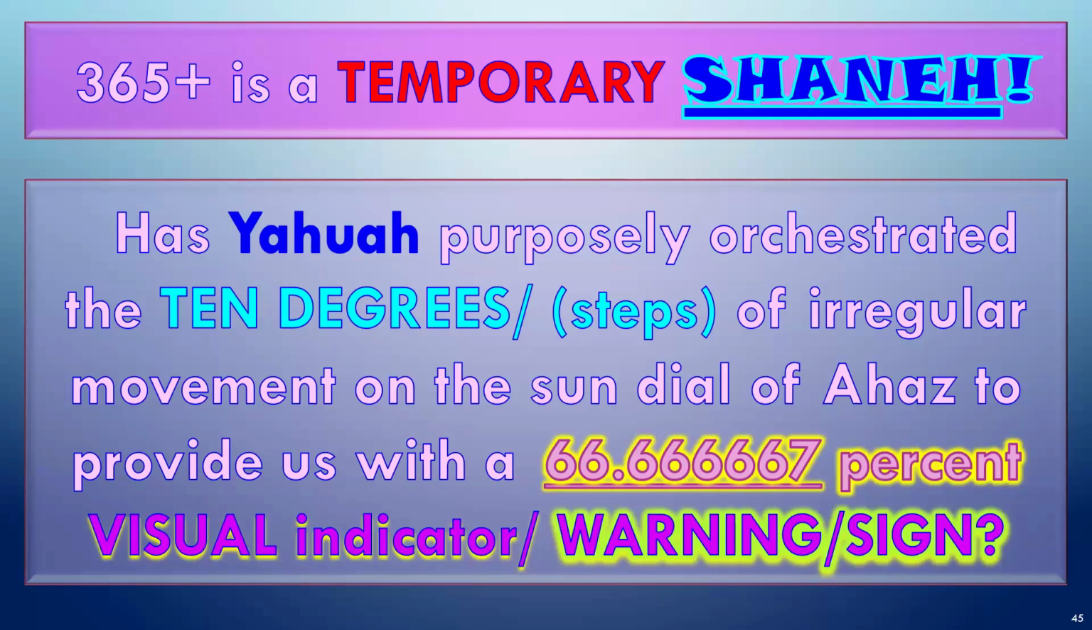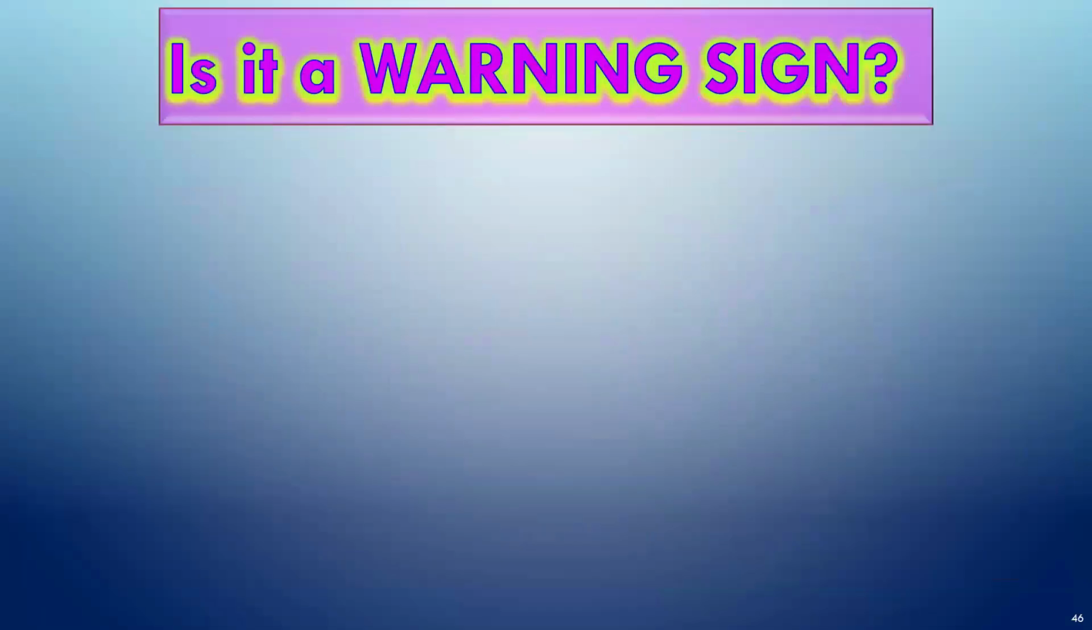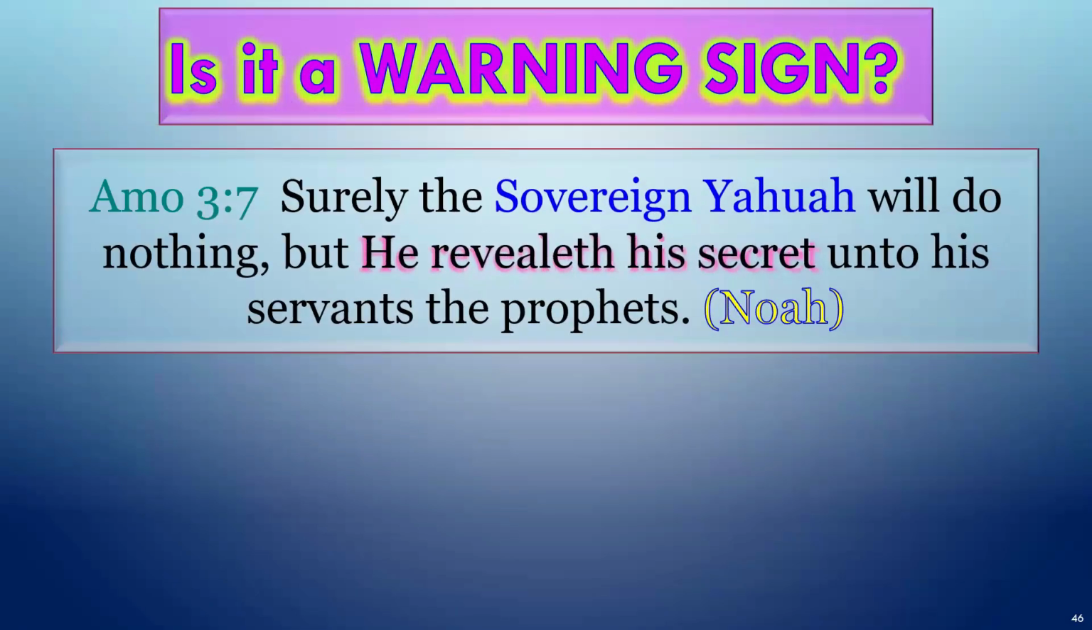Has Yahuwah purposely orchestrated the 10 degrees or steps of irregular movement on the sundial of Ahaz to provide us with a 66.666667% visual indicator warning sign? What about Genesis 1, verse 14, speaking of the lights, and they shall be for sign? Isn't the shadow a sign? What about this 66.666667 sign? Are we counting it, or are we oblivious to it? Is it a warning sign? Amos 3:7. Surely the sovereign Yahuwah will do nothing, but he revealeth his secret unto his servants, the prophets.